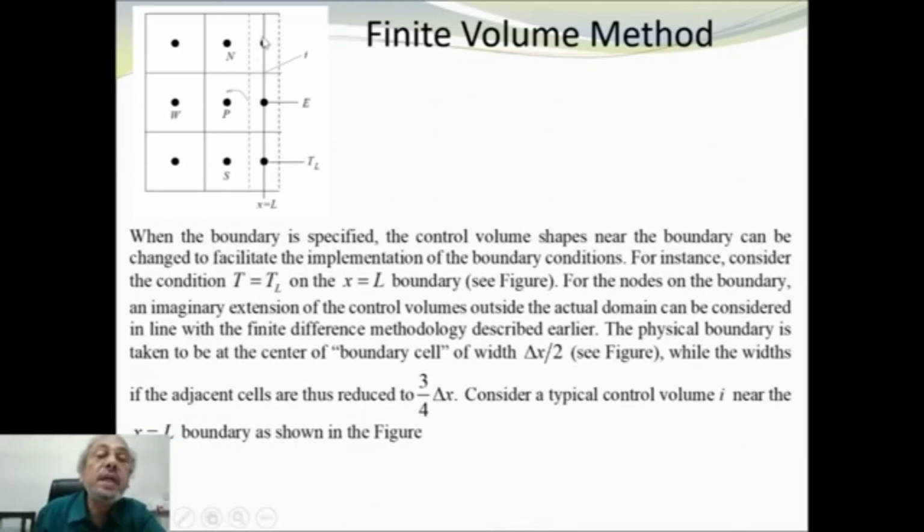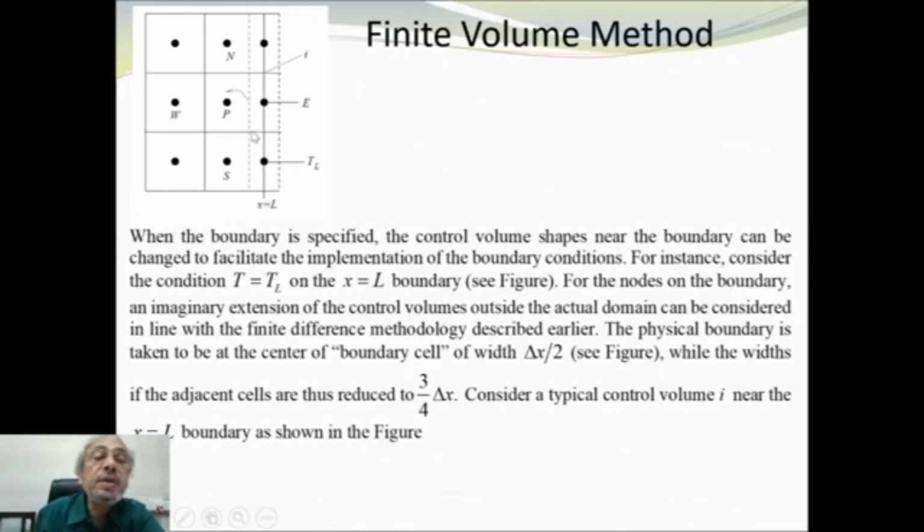So we are thinking as if this node is surrounded by a cell, and this is the cell, although one part of the cell is falling outside the boundary, and this is not really truly physical. So that's what we have done. The physical boundary is taken to be the center of the boundary cell with delta x by 2.